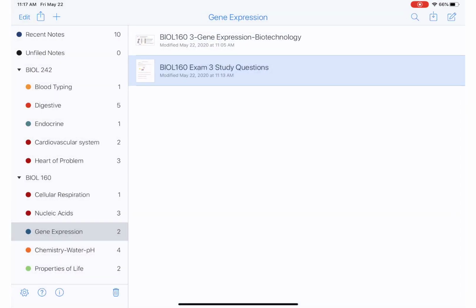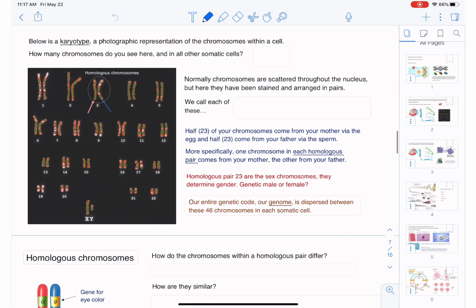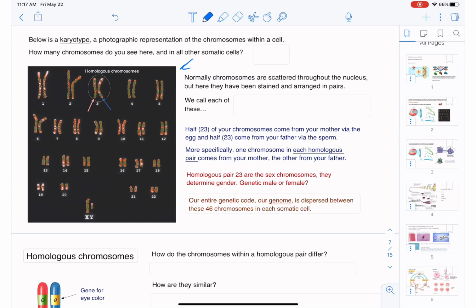And we can go back and partially visualize that. Here we are looking at a karyotype. And again, this is a photographic representation of all of the chromosomes within a cell. And we're looking at a somatic cell here that has 46 different chromosomes in it. And those 21,000 protein encoding genes are dispersed between these 46 chromosomes.